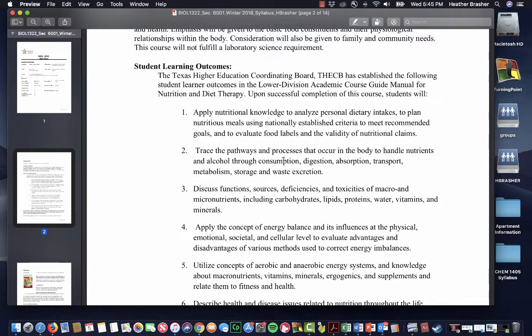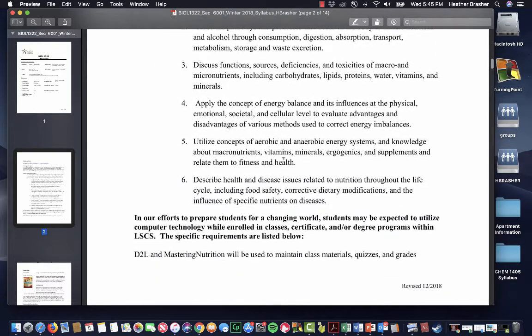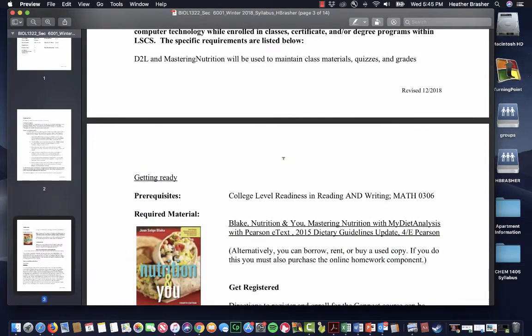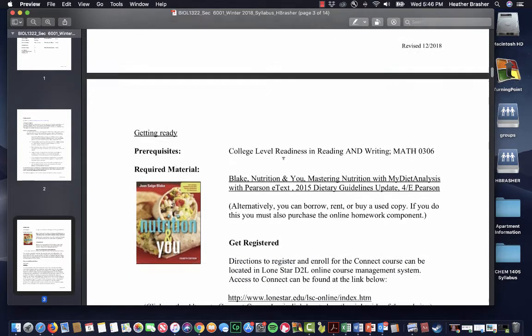These are the outcomes for the semester established by the Texas Higher Education Coordinating Board, and I'll let you review those on your own. Now, you will need to have access to the internet and a computer because you're going to be using both Desire to Learn, known as D2L or Brightspace, and Mastering Nutrition to maintain and use things like class materials, quizzes, grades, to upload and turn in assignments, to watch videos, and to get basic instructions. So keep that in mind.